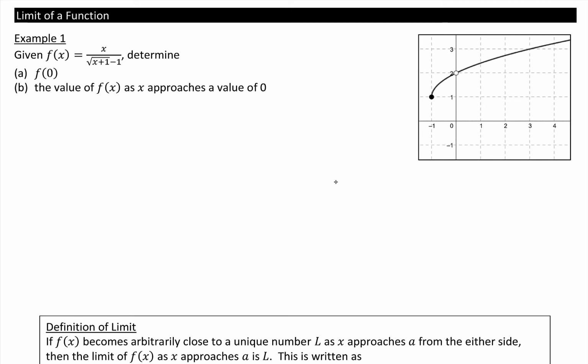So now we're going to look at what's called the limit of a function. So for example 1, we have the following function, f of x equals x divided by the root of x plus 1 minus 1. And I want to know what is f at 0. So for part A, I can sub 0 in for x, and I get 0 over the square root of 1 minus 1, which gives me 0 over 0. And this tells us that our function is undefined at x equals 0.